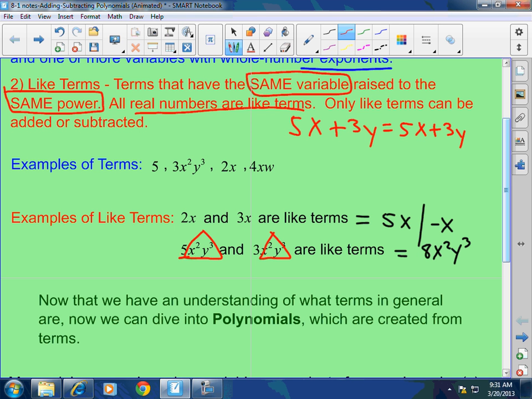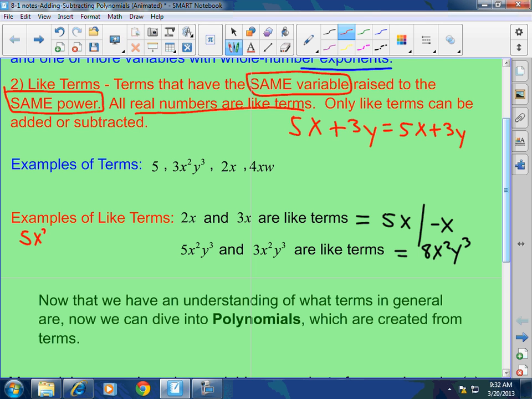Just like when I buy 5 apples and then 3 more apples, I don't have 7 apples squared, do I? No. When do I add the exponents, just out of curiosity? When I multiply the same base. Very, very good.